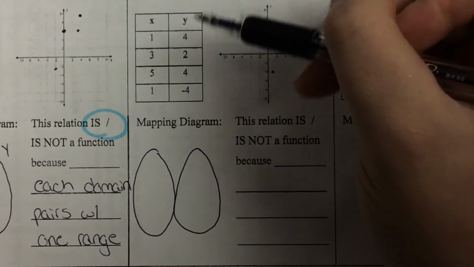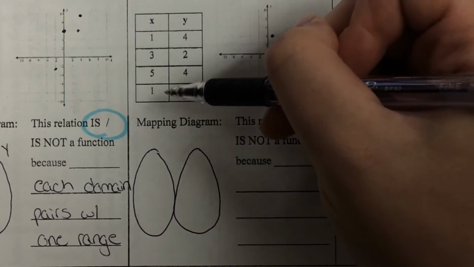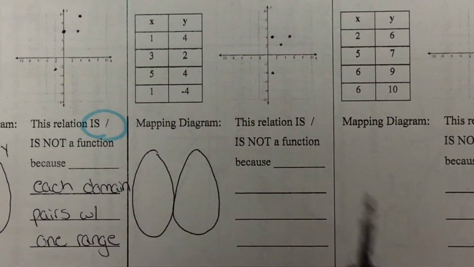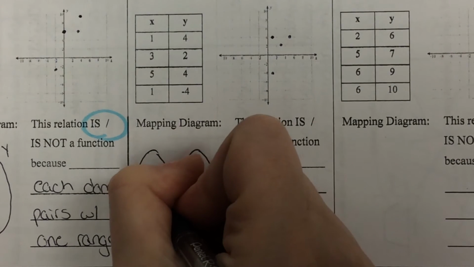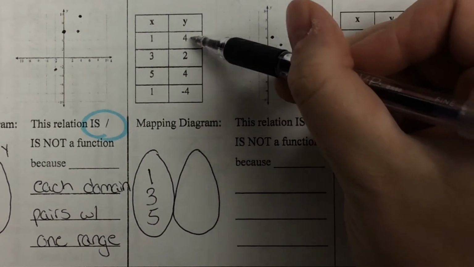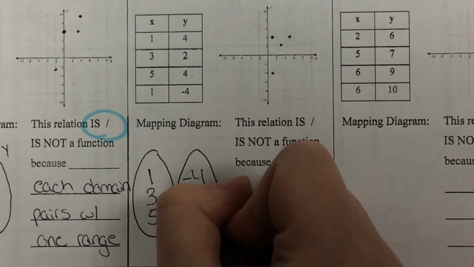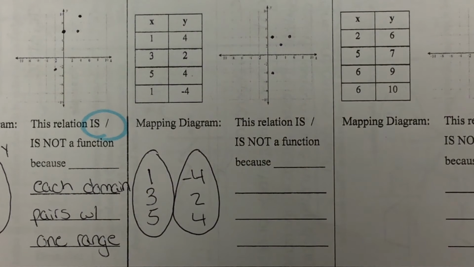We're going to, once again, put these values in order from least to greatest. We have 1 twice, so we only need to write it one time, okay? So we have 1, 3, and 5. And in our range, we have two 4s, so make sure you remember to only write it once. -4, 2, and 4. Okay, now let's create our pairs.